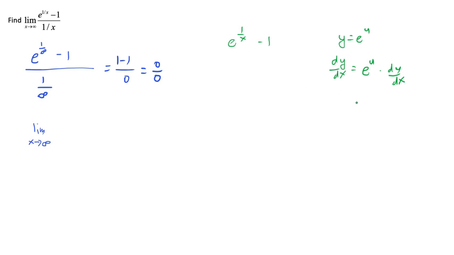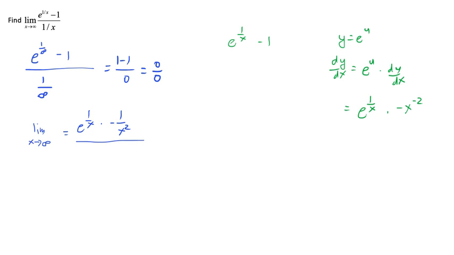So the derivative of this would be e to the 1 over x, it's just that exponential function, times the derivative of 1 over x. Well, that's just negative x to the negative second power, converting this into x to the negative first power. So that's what the numerator becomes: e to the 1 over x times negative 1 over x squared. We'll just write it like that.